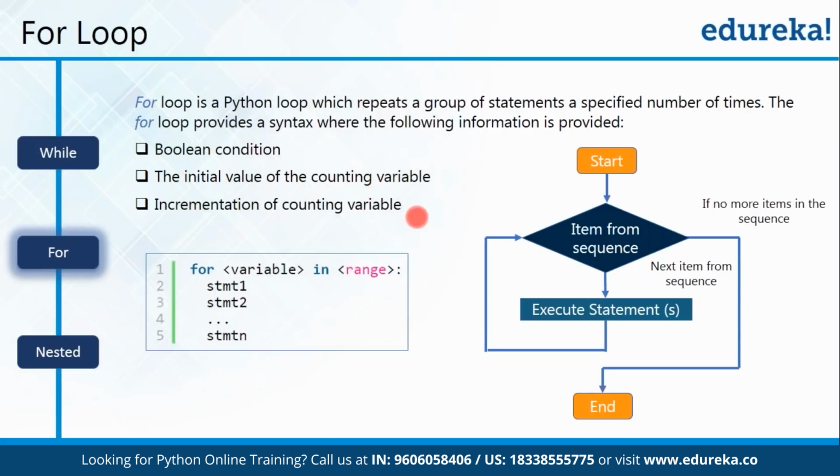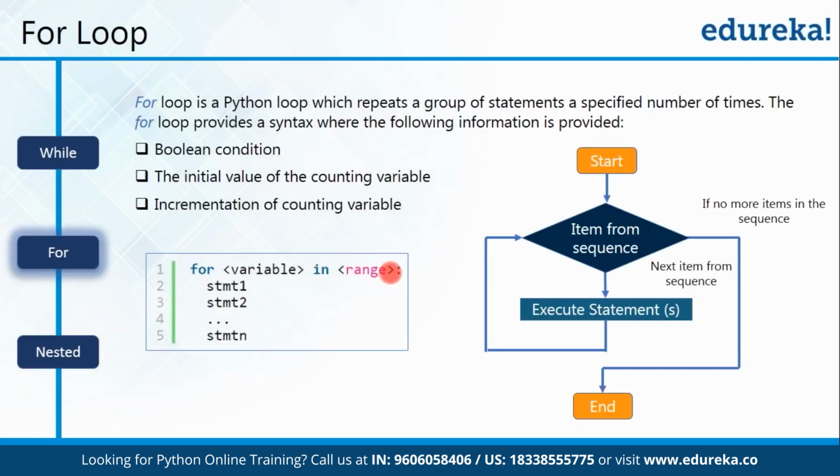of the counting variable. As you can see from the syntax as well, first you write for, name of the variable, in the range. Then you specify the range in which that variable should be. And then you specify the range, that means from which point till which point it should be executed. So you know the number of iterations required, then only you use for loop.